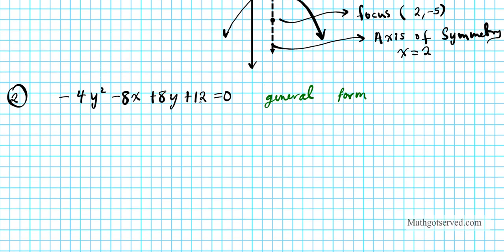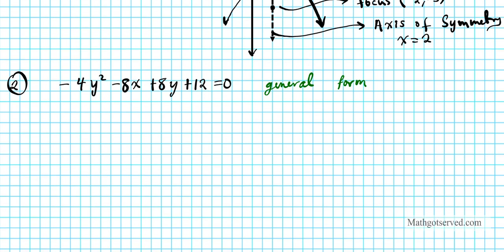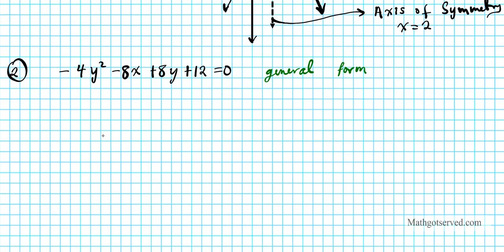If you take a look at this, we have 2 variables, x and y. Well, only one of the variables is squared, namely y squared. So what does that mean? That tells us that this is the equation of a parabola. So this is a parabola. Now let's put this in standard form first, and then we can go ahead and find the properties.